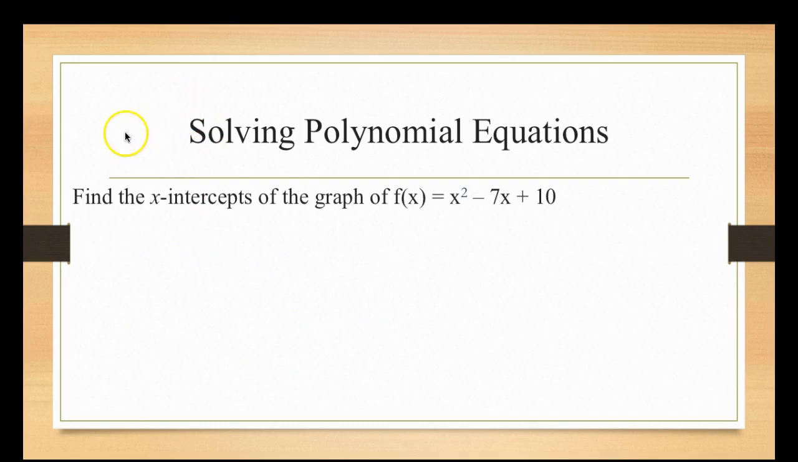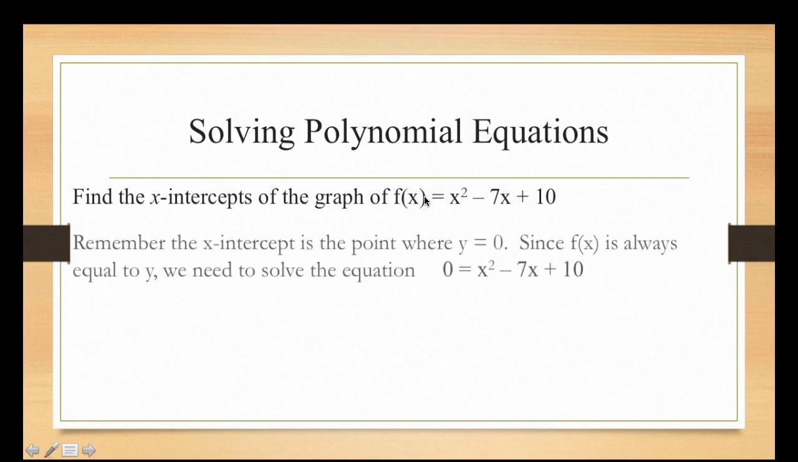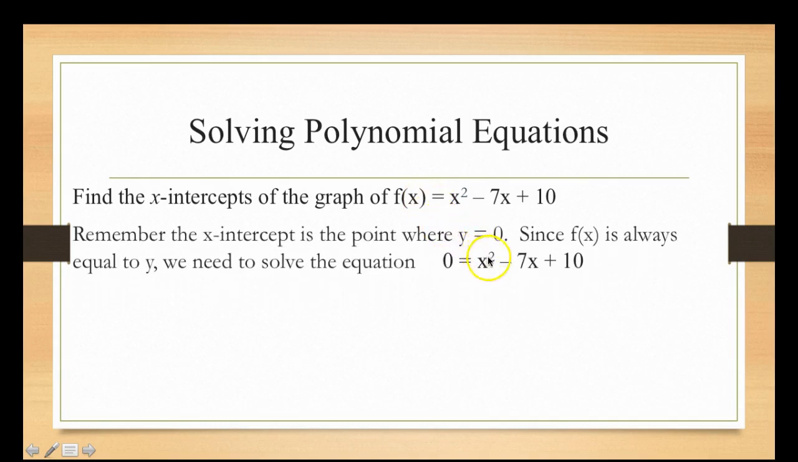For x-intercepts, we do the exact same thing. It's important to note that for an x-intercept, the y, which is f of x, must equal 0. And then we do product sum. What would you multiply together to get 10 and add together to get negative 7? Negative 5 and negative 2. So x equals 5 and x equals 2.